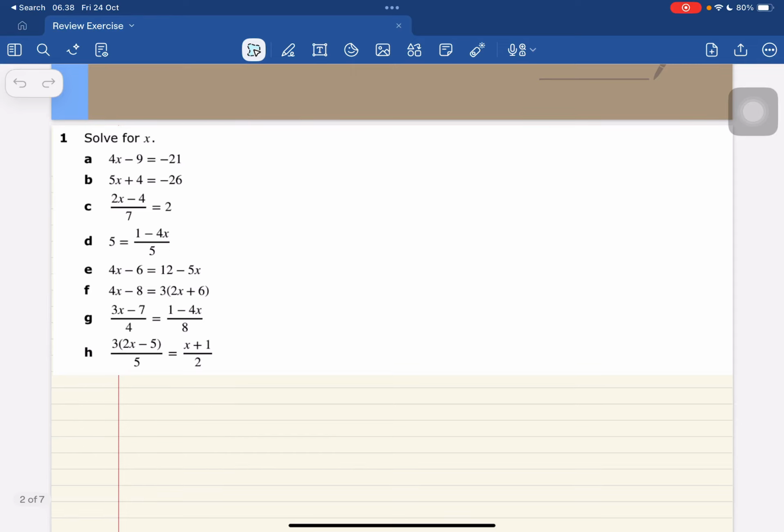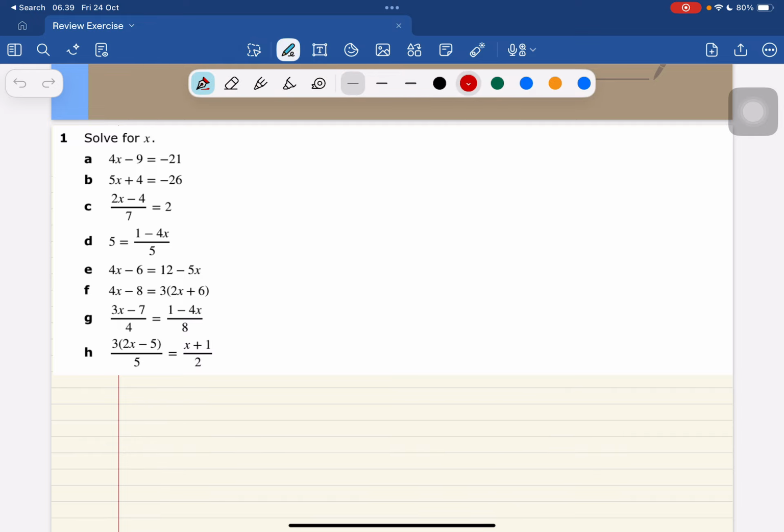Hi, in this video, I'm going to solve practice questions for review exercise chapter 6: equations, factors, and formulas. Okay, number 1, solve for x. So look at this for number 1.